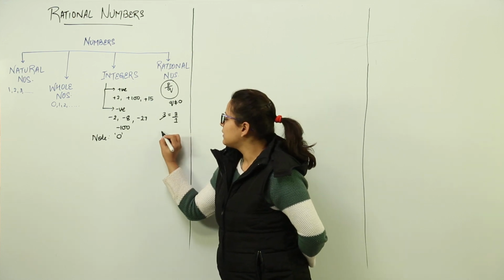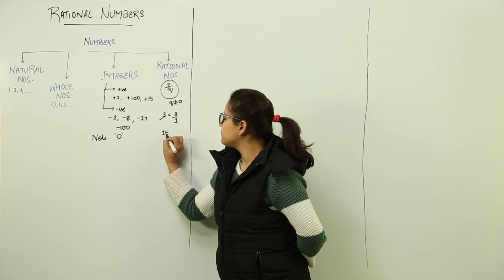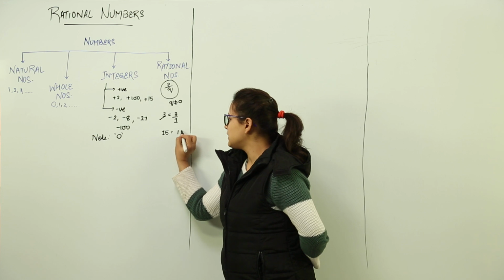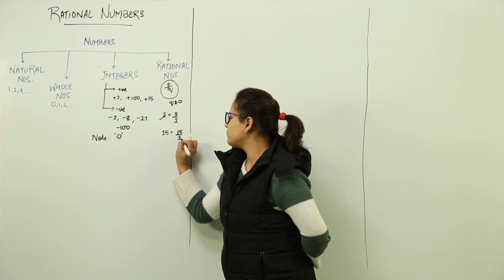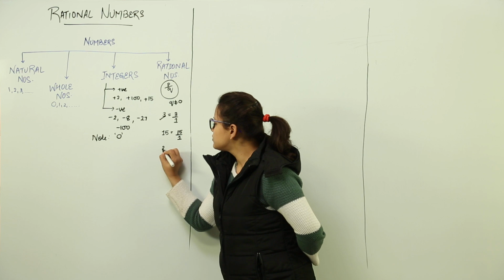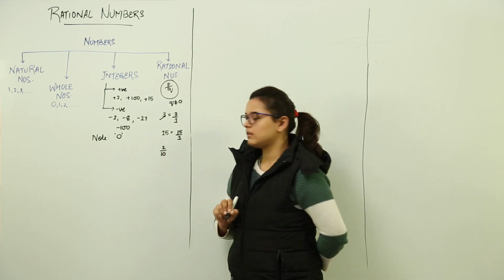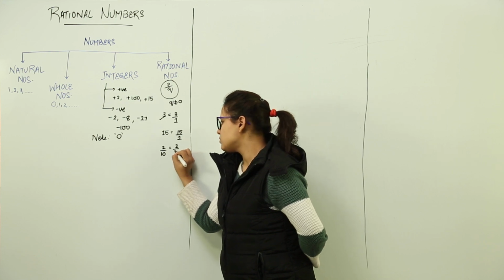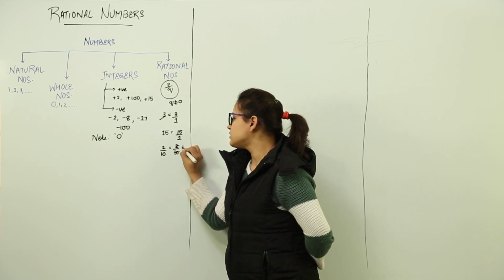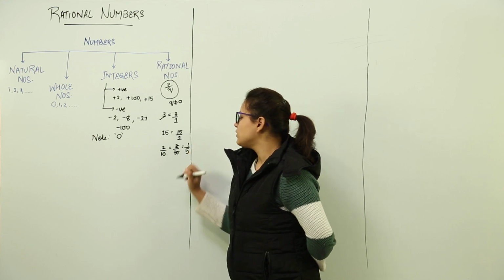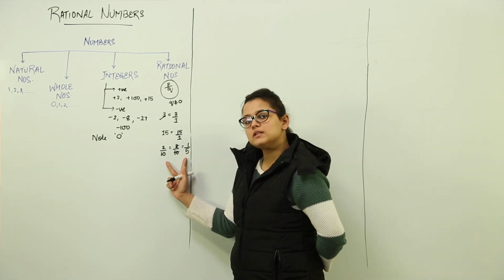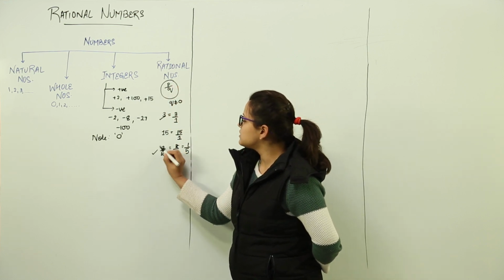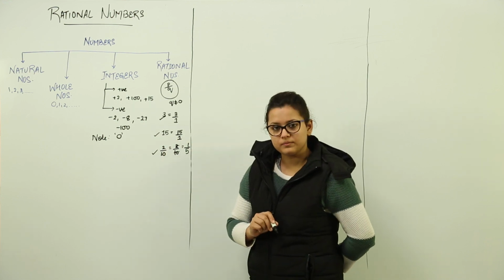Let us try writing 15. Can we write 15 in P by Q form? Yes, we can write. That is 15 over 1. What about 2 by 10? 2 by 10 can be written as 2 by 10 also, and we can simplify it further and write 1 upon 5. So both the forms are showing us that it is the P by Q form only. So we can say that 2 by 10 is also a rational number, right?